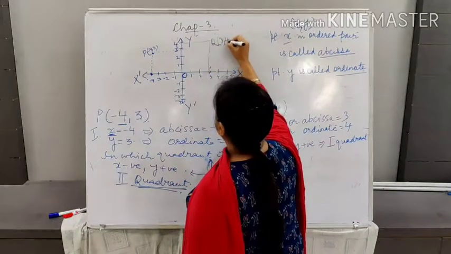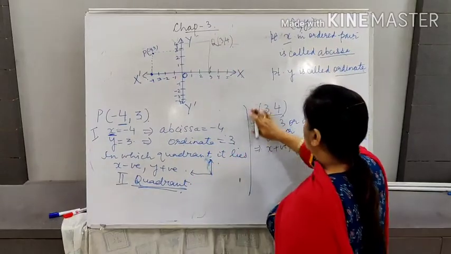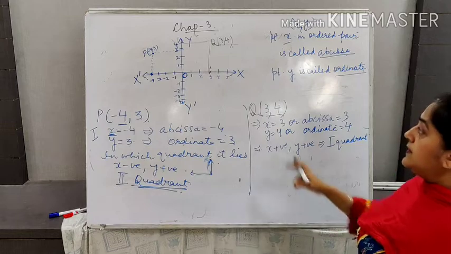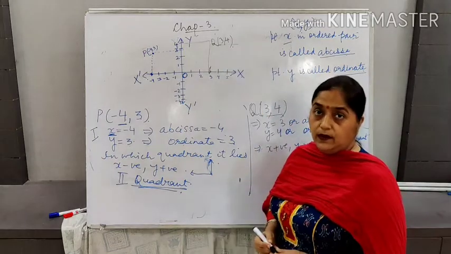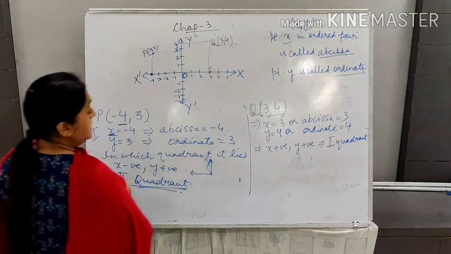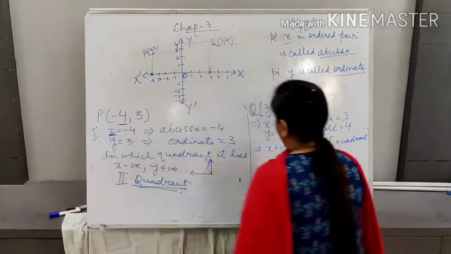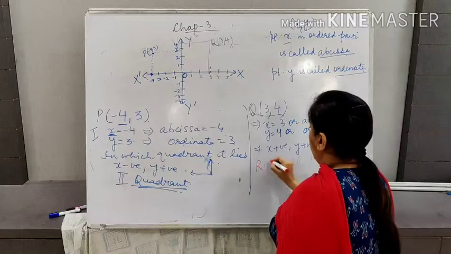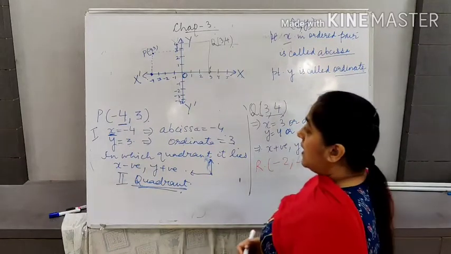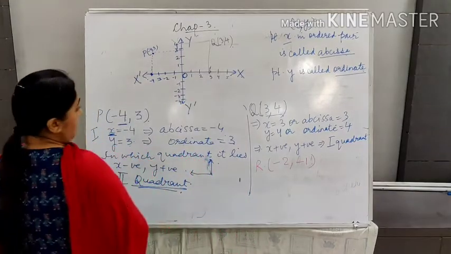Q is 3, 4. Let us say this point is Q. Q 3, 4. This is the way how you will plot the point. Similarly, I am taking up one more point. Let us take R, minus 2, minus 1. R is minus 2, minus 1.